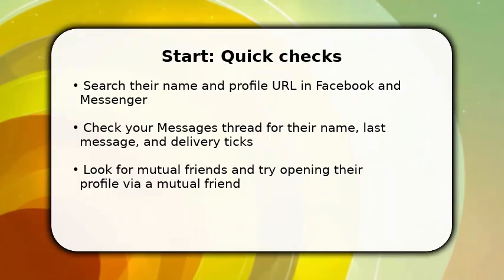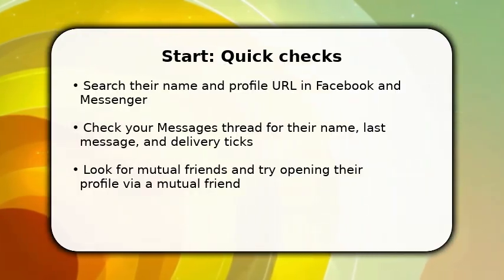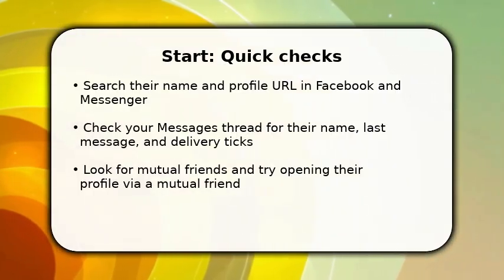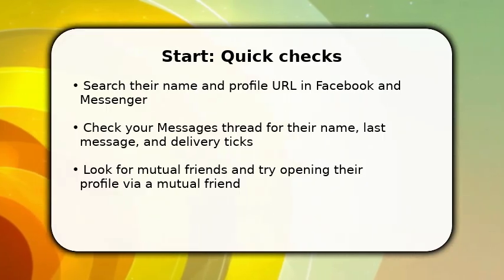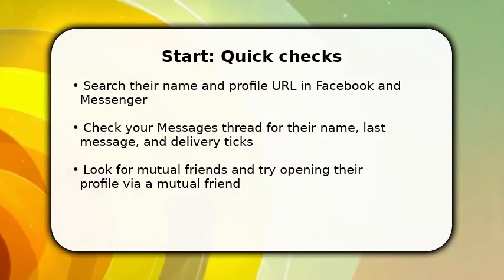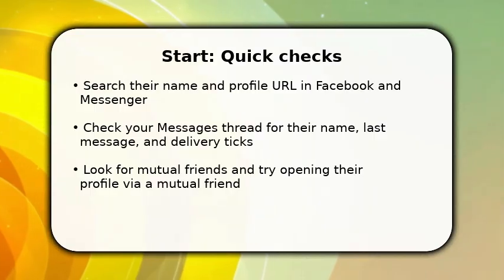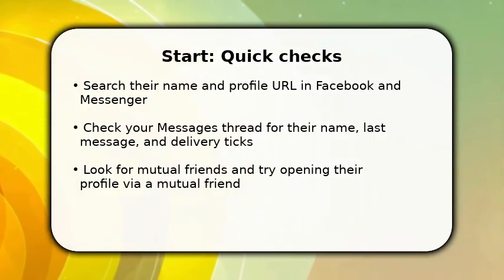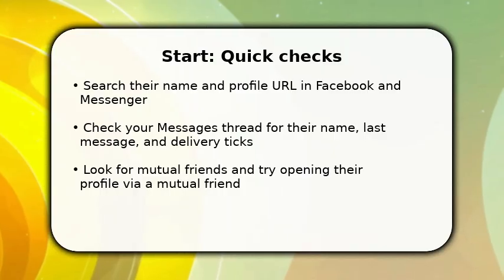You begin by confirming basics. Search the person's name in Facebook and paste the profile URL into a browser. If you see nothing, immediately open Messenger and find the conversation. A missing thread or you can't reply, hint means a block or deactivation.